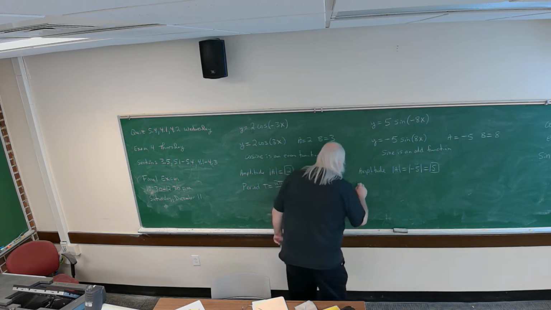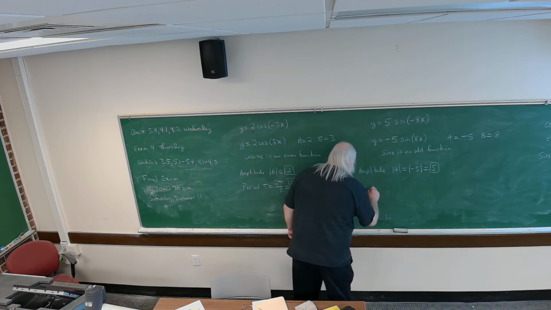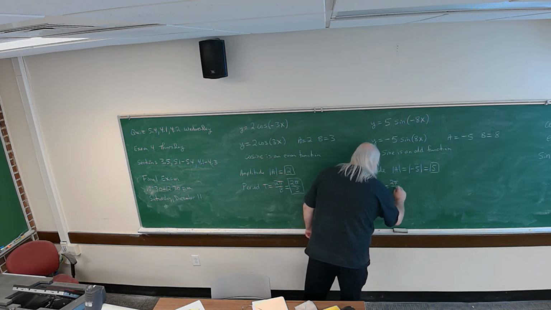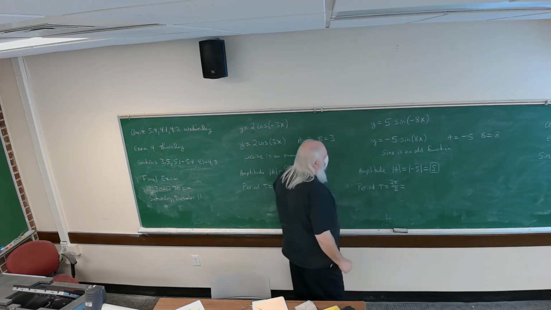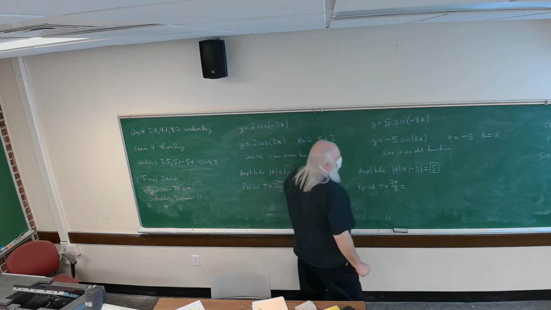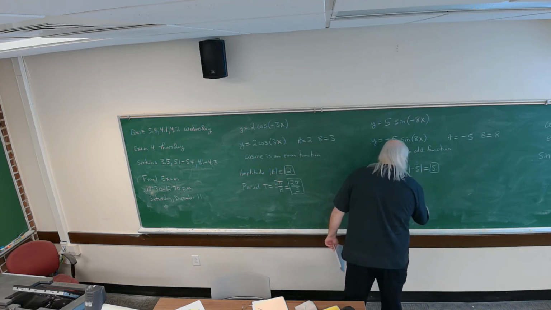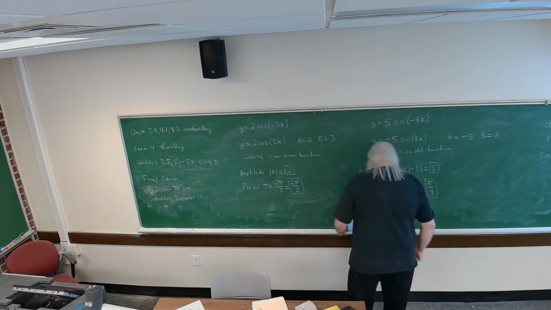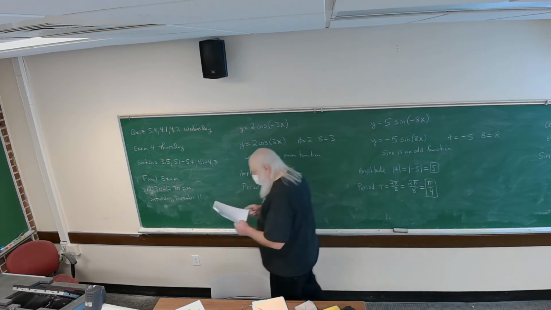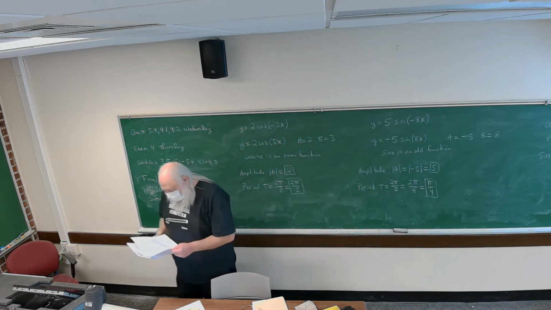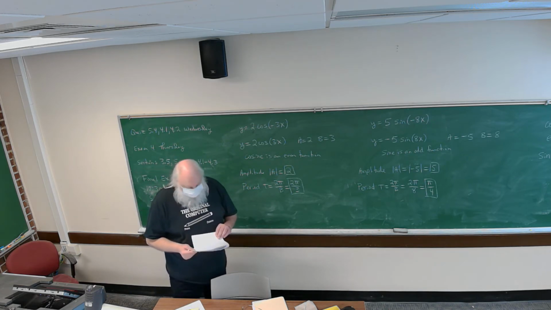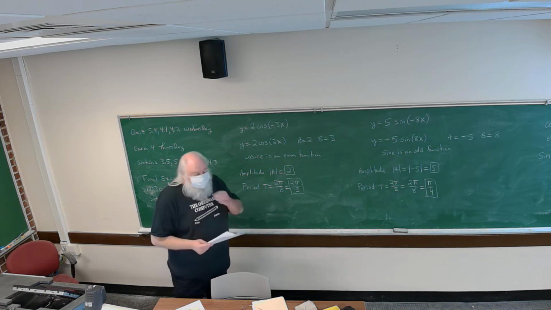And the period T, how often the graph repeats itself, is equal to 2 pi over B. And B is equal to 8. So 2 pi over 8, which is equal to pi over 4 radians. So every pi over 4 radians, the graph of that sine transform sine function repeats itself. Okay. Any questions on that?